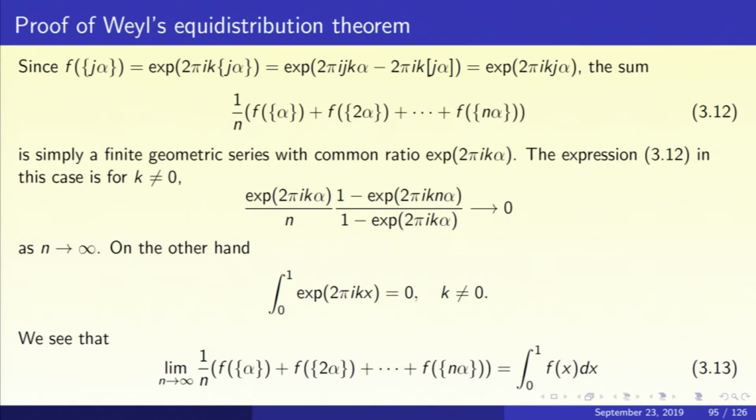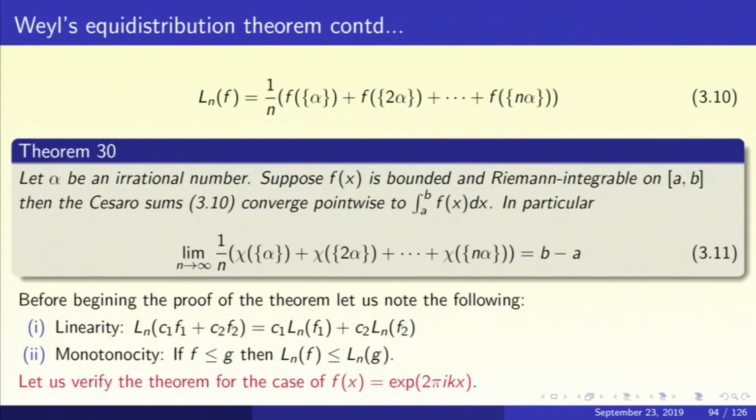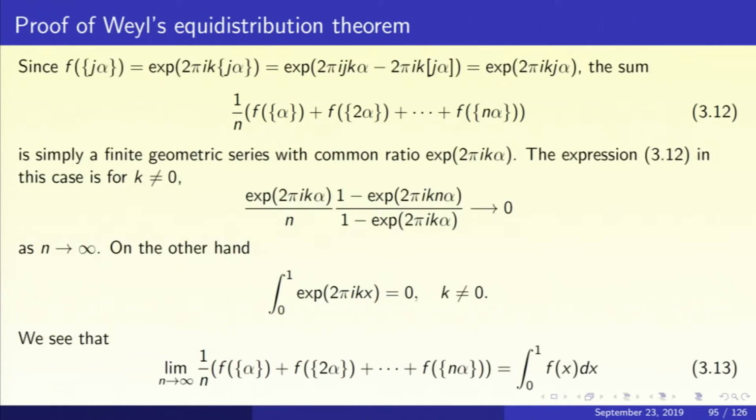What happens when k is 0? When k is 0, the geometric series is what? The geometric series is simply 1 plus 1 plus 1 plus 1, n summands, divided by n, which is 1. And what is the integral from 0 to 1 f x dx? Again 1.